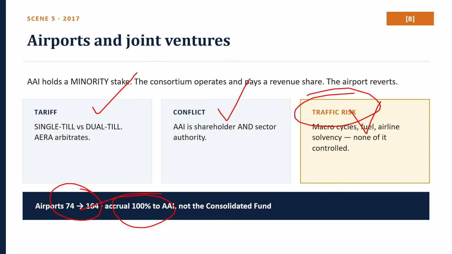And the fourth one, concentration. A small number of consortia hold most of India's privatized airport capacity. Competition for the market is not competition in the market.